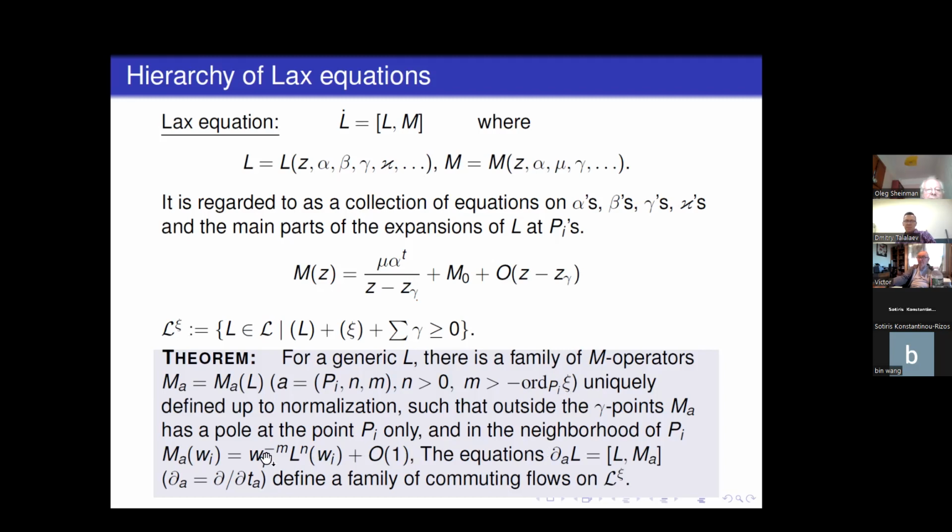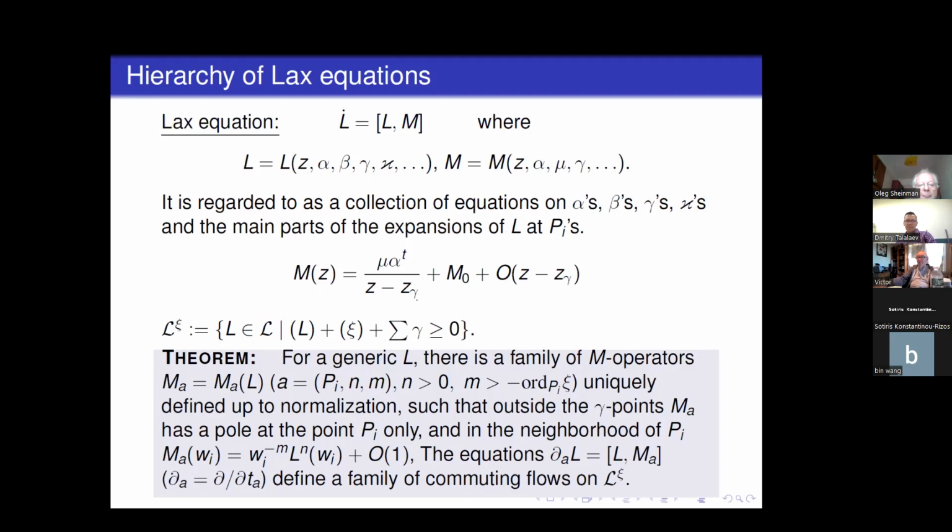So for each such A, there exists a unique, up to normalization, operator M_A, which has poles only at gamma points and at this p_i, and in the neighborhood of this p_i has the following expansion relating m and M_A and L. Here, w_i is a local parameter in the neighborhood of p_i, and m, L are taken from here.